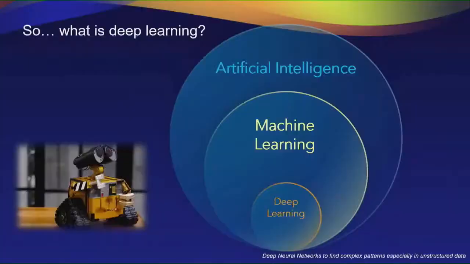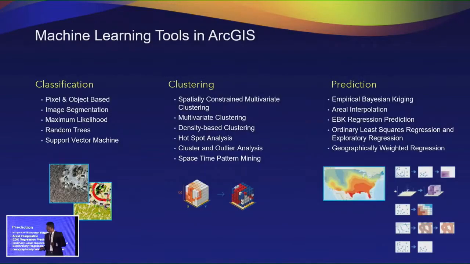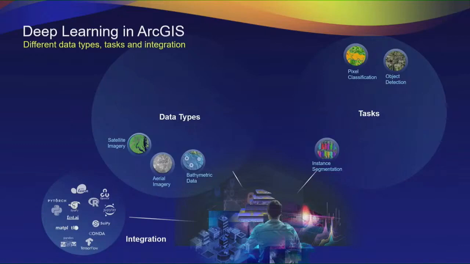So what is deep learning? Deep learning is a subset of machine learning. We already have practice with machine learning, so this is not a big deal for generating solutions for the real world. We have a good opportunity to use this technology to solve real issues. These are the data we have already used: satellite imagery, aerial, and bathymetry. This data represents tasks such as pixel classification, object detection, and instance segmentation.